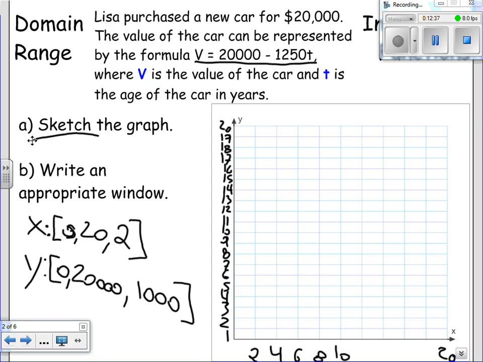So, on your graph, where's that dot? Where's the dot we just found? It's on the x-axis. So, it's where y is equal to 0 and t is equal to 16. So, it's down here. That's 10, 12, 14, 16. It's right here.